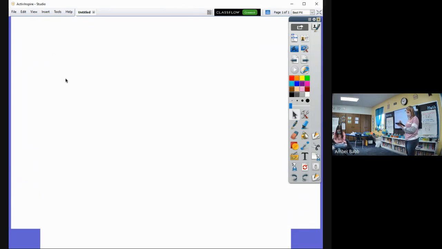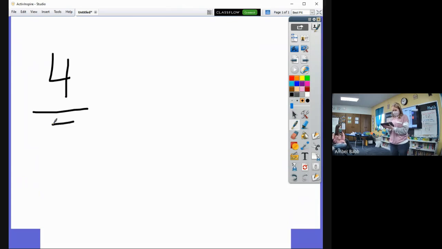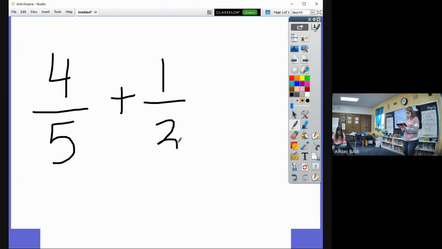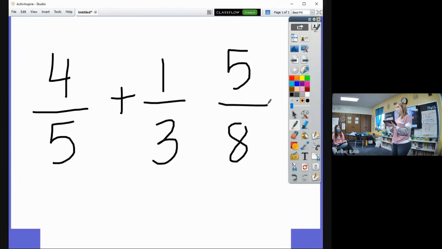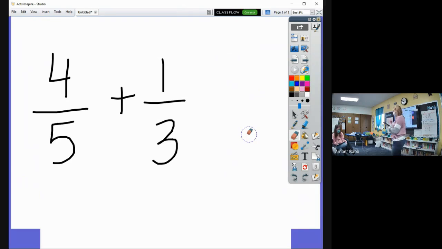Now, on the first one, let's look at how we're going to add things with a different denominator. Number one on your paper is 4/5 plus 1/3. You might be tempted to say 5/8 and just add all the way across, but that is not it. Do not do that. It does not have anything to do with multiplying because this is an adding problem. Now, remember how easy it was to add when they had the same denominator? We're going to just make them have the same denominator. So how are we going to do that?